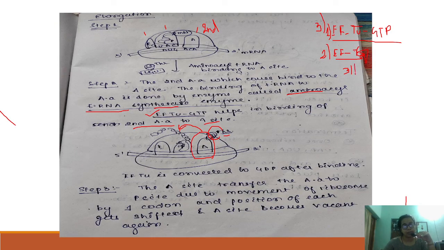Then third is EFTS. What is its role? After the binding of the tRNA, EFTU is converted to the GDP form. To convert it back to the GTP form, this EFTS is required, because another amino acid will come and another GTP will be used. So these are the very important three elongation factors which play an important role in the process of translation.